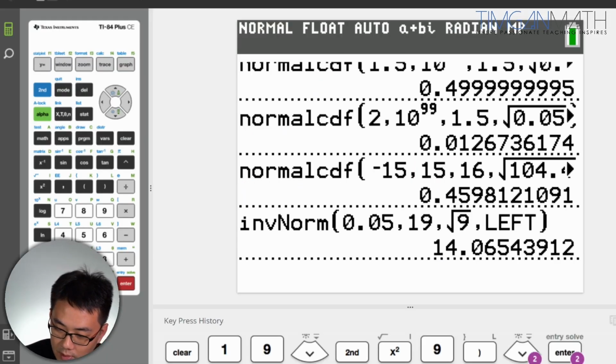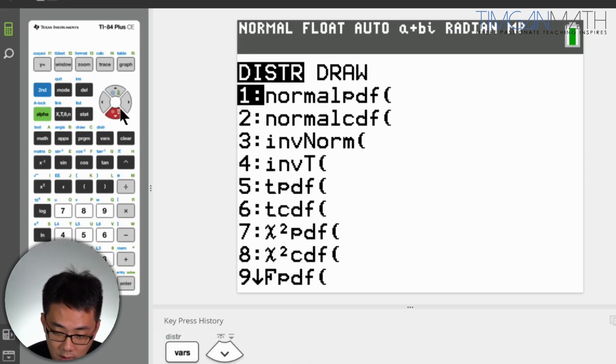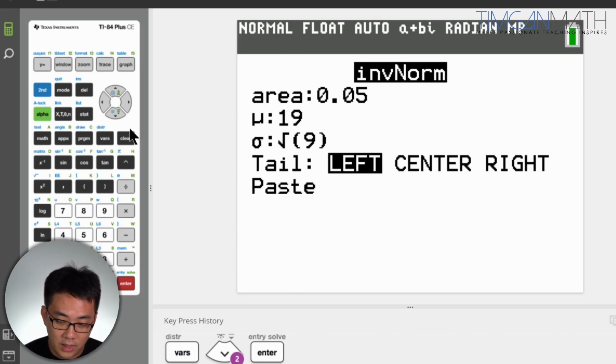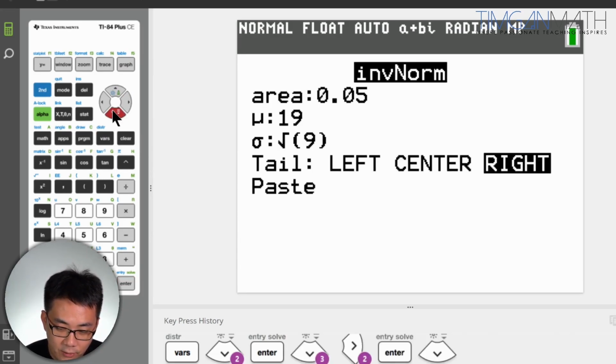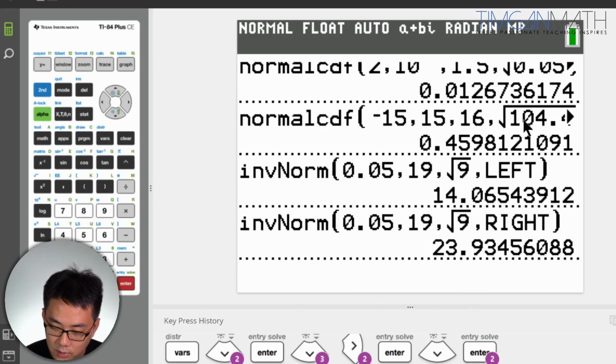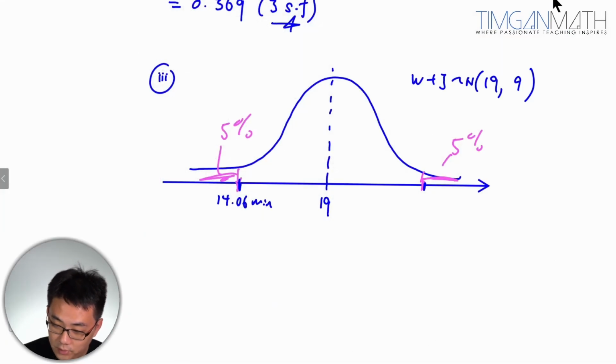Then you get right side. So in exam, if you're not sure, now this is a very important question because you're not sure whether to take left or right. But once you write it down, left or right, you know that 23.934.